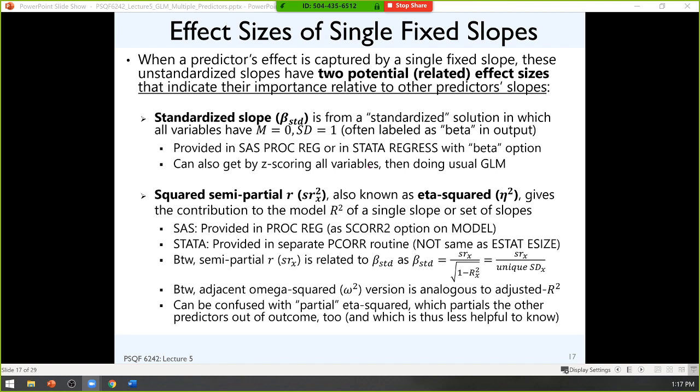There's a version that adjusts for sample size relative to that. That's called omega squared. I've included in here what programs provide. So in SAS, we can get a squared semi-partial correlation in PROC REG. We can also get it in Stata as a separate step known as pcorr. And so I'll show you how to get those things as well.